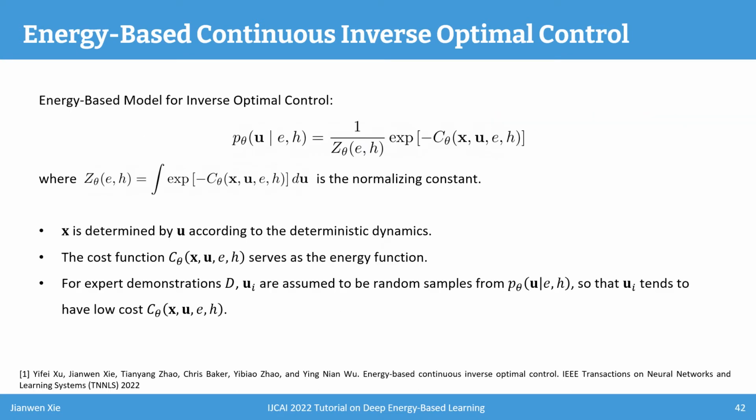The distribution of control conditioned on the history and environment can be represented by an energy-based model with the cost function serving as the energy function. State x can be determined by the control u according to the dynamic function. As to the demonstration, control u are assumed to be sampled from the distribution, so that u tends to have low cost.